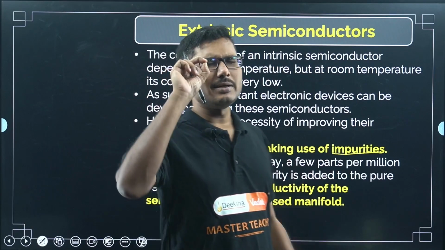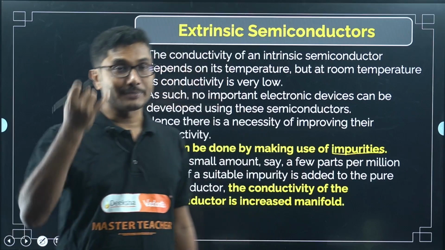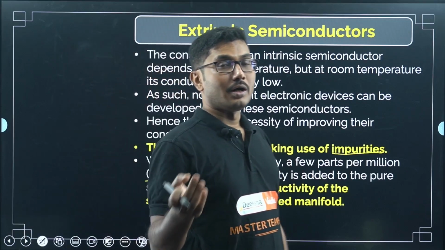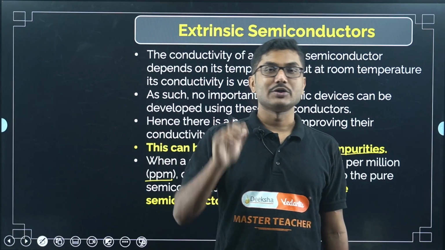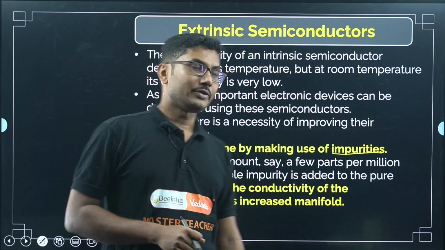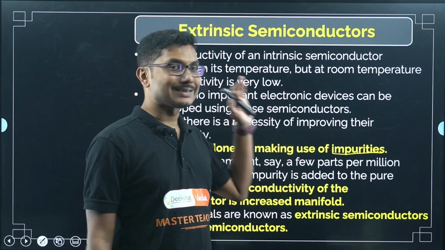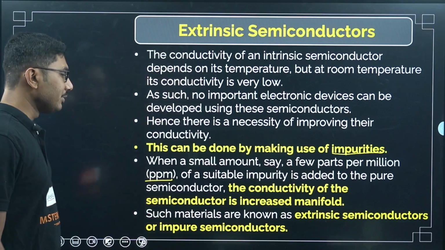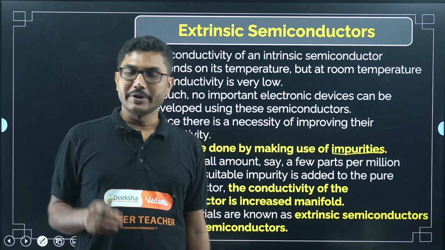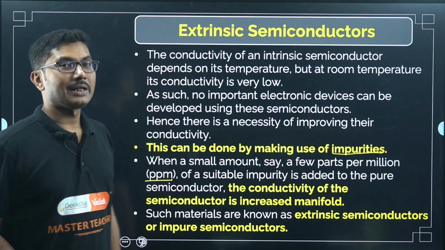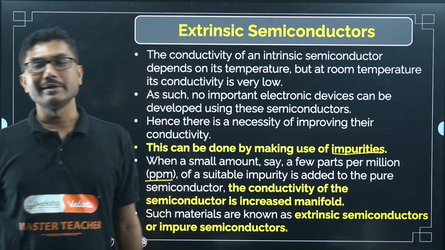So basically you are adding a very small amount of impurity. It's not very high, right? 1 in 10 lakhs means 1 in 10 to the power of 6. Among 10 to the power of 5 or 10 to the power of 6 atoms, you are adding only 1 or 2 impurities. That is the level of impurity addition. Such materials are known as extrinsic semiconductors or impure semiconductors. Obviously they are not 100% pure because you have added impurity. That is why they are called extrinsic semiconductors, where you are forcing it to be a semiconductor, and sometimes they are also called impure semiconductors.